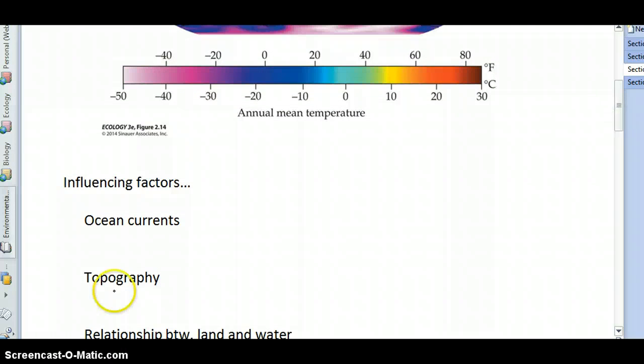So that brings us to topography. Essentially mountains with higher elevation, you're going to have cooler temperatures. We'll talk a little bit about an example of how mountains also can influence precipitation and rain patterns. Okay, we'll stop there.